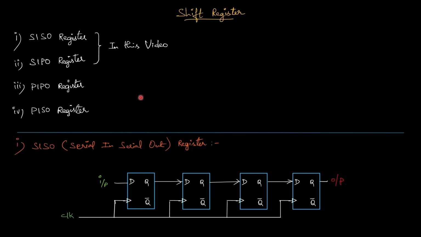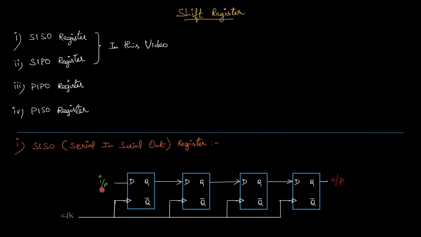There are exactly four types of shift registers. The serial in serial out register, serial in parallel out, parallel in parallel out, and parallel in serial out register. In today's video, we will cover the first two, the serial in serial out and serial in parallel out shift register. Now let's start with the simplest one, the serial in serial out register.